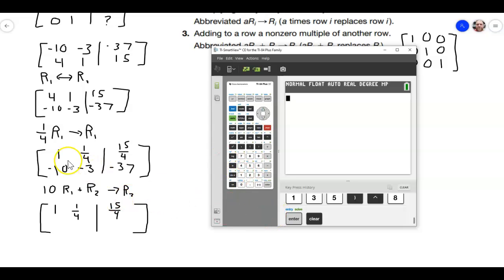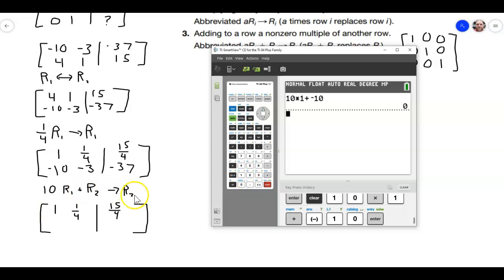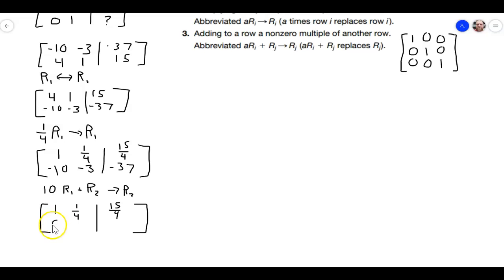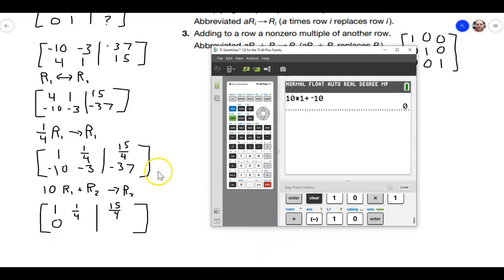This is what I'm going to do. I'm just going to do 10 times row 1. So this entry here, 1, plus this value here, -10. And that gives me my new row 2. So that first one is a 0. And of course it's going to be a 0, because that's why I picked 10, in order to zero it out. But now I've got to do it with everything else.